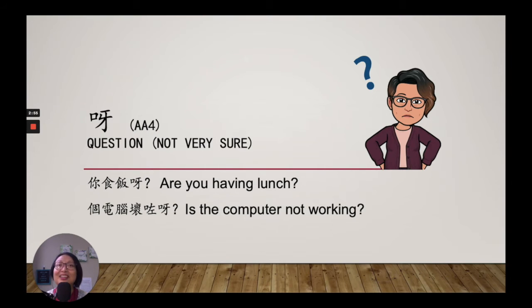你食飯啊? 你食飯啊? Like when you bump into somebody in a restaurant and you say, hey, are you having some food? Right here I'm saying, are you having lunch? Well, maybe not exactly lunch. You can see a person in the evening, then, oh, 你食飯啊? Are you having dinner? So that would still do. And another sentence, oh, 個電腦壞咗啊? 個電腦壞咗啊? Is the computer not working? So this is a very common question word. When you see something is happening, you just want to confirm if that is the case. Are you having lunch? Are you having dinner? Is the computer not working? Is the Wi-Fi not working? So when we say it low, it means we just want to confirm something, and this is kind of a question.